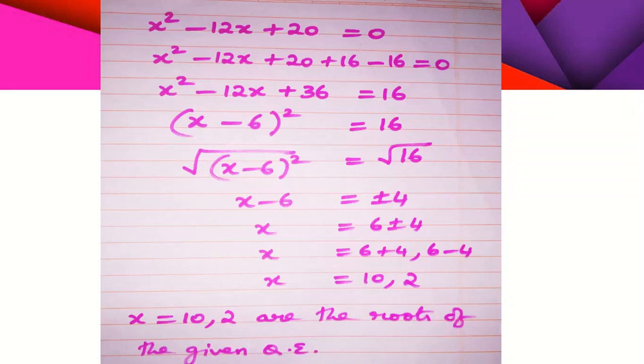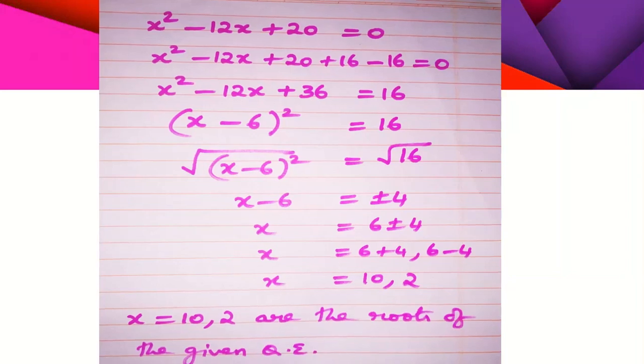So now you got x minus 6 whole square equal to 16. Now taking square root on both the sides, we get x minus 6 equals to plus or minus 4. Now transposing minus 6 to RHS, we get x equals to 6 plus or minus 4. Now for getting one root, we are taking plus sign and for the other root minus sign. So x equal to 6 plus 4, which is equals to 10 is one of the roots. x equal to 6 minus 4, which is equal to 2 is the second root. So x equal to 10, 2 are the required roots of the given quadratic equation.